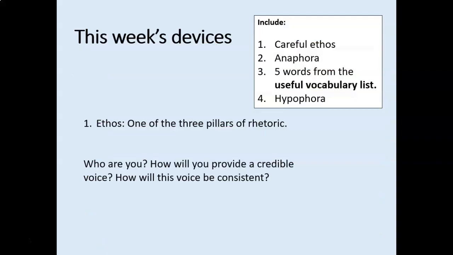So the devices that are in your booklet for this week, I'm just going to briefly talk through them. Firstly, ethos. That's one of the three pillars of rhetoric. We talked in class about ethos, logos, and pathos. Pathos being emotion, logos being logic and reasoning, and ethos being more about your character and your credibility.